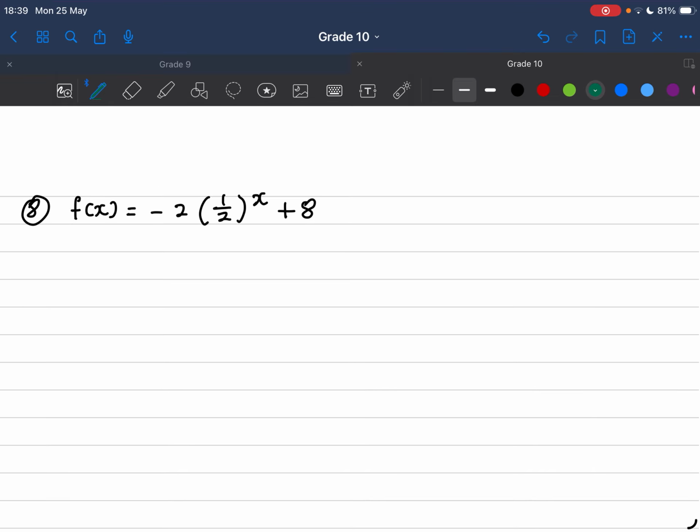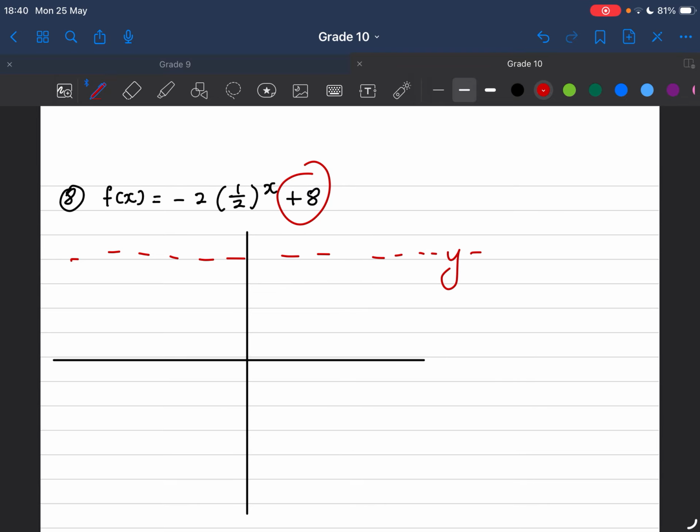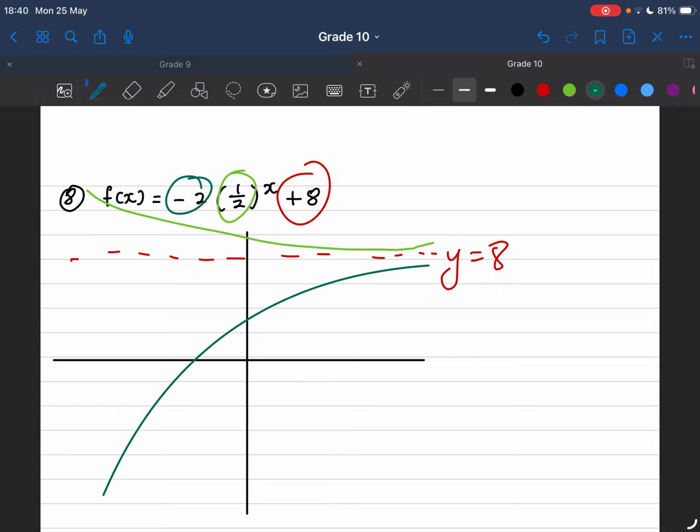Now, for this one, let's start with the asymptote. So this tells us that we need a red line over here that says y is equal to 8. This tells me that I would have had a decreasing graph over there. But let's pretend that that's an exponential graph. This tells me that I need to reflect that graph. So I should have something like this. And then I need to go ahead and delete this because that's wrong. I then need to find this point and this point.